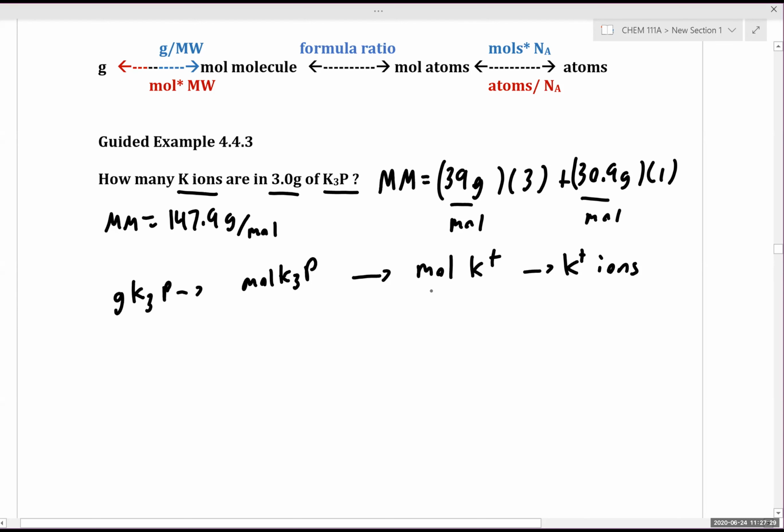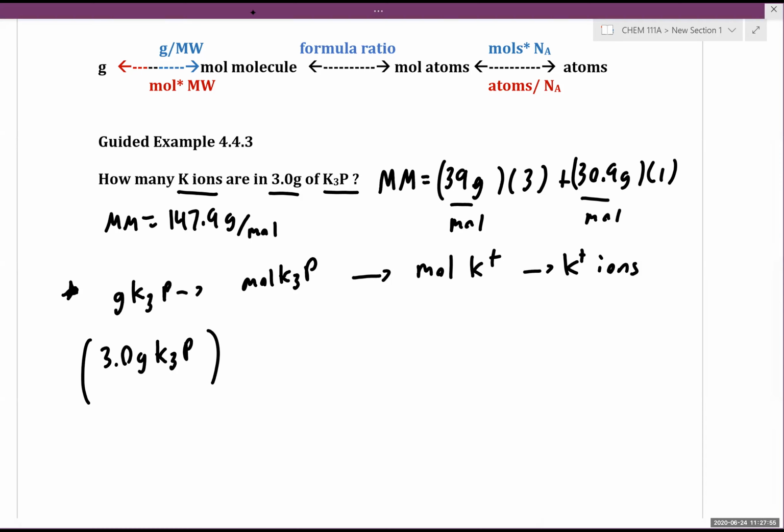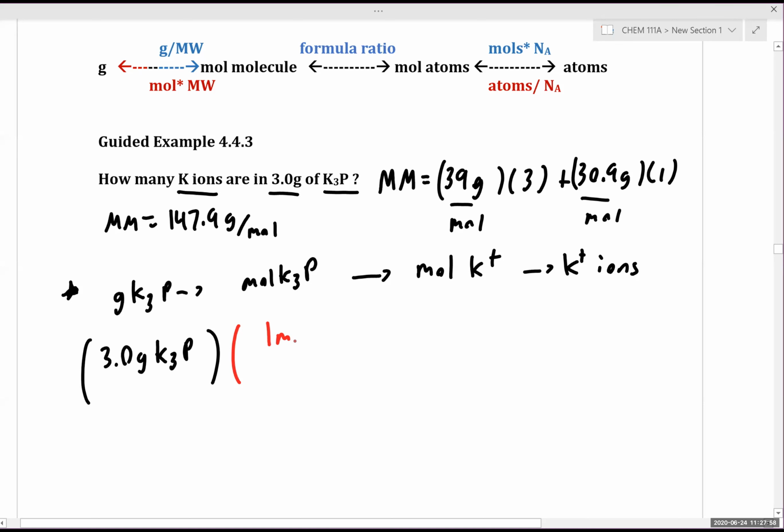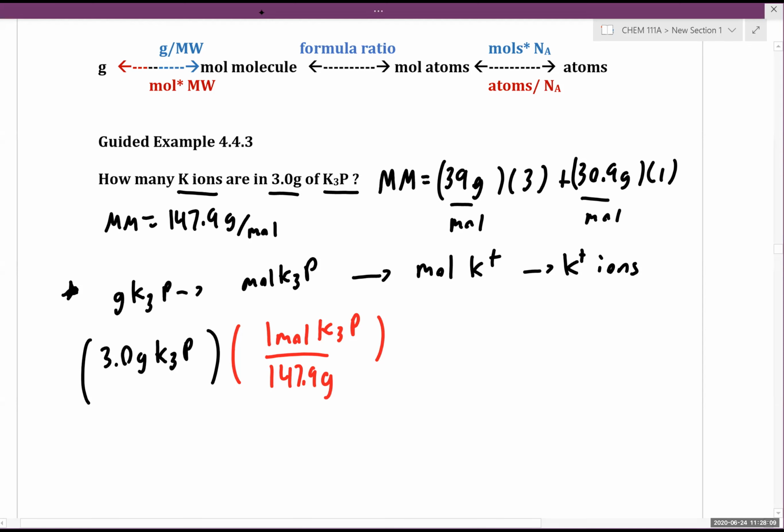So now that we have our problem-solving scheme created, this is what I would practice if you want to develop the skills associated with problem solving, because if you can set up the unit scheme, lining up the conversion factors is very straightforward. So if we have 3.0 grams of potassium phosphide, first and foremost, in 1 mole of potassium phosphide, how many grams do we have? We calculate it to be 147.9 grams.